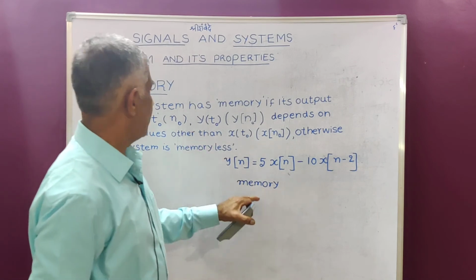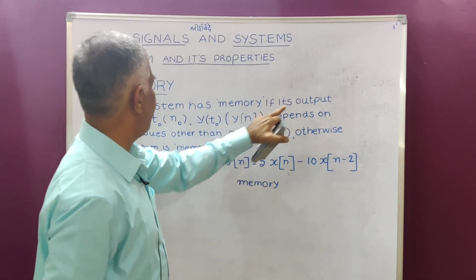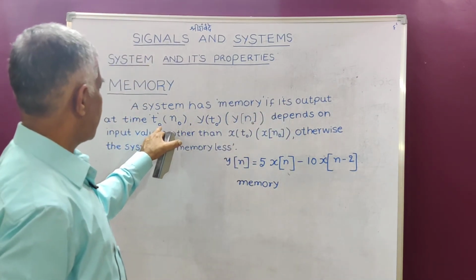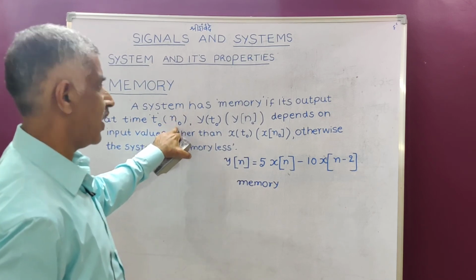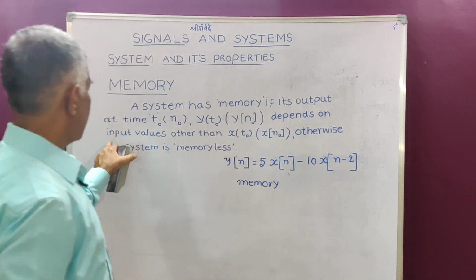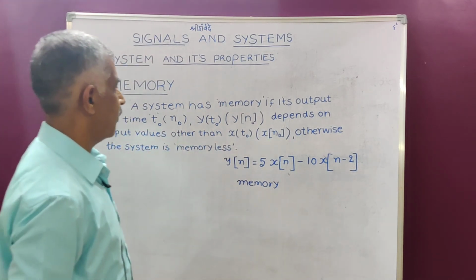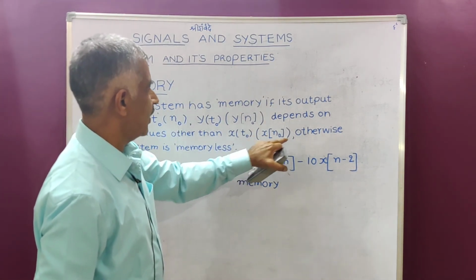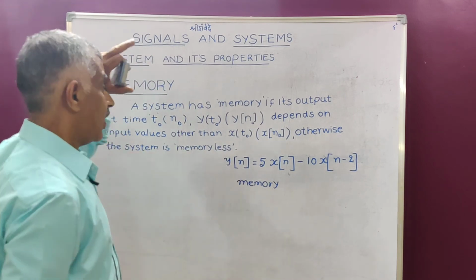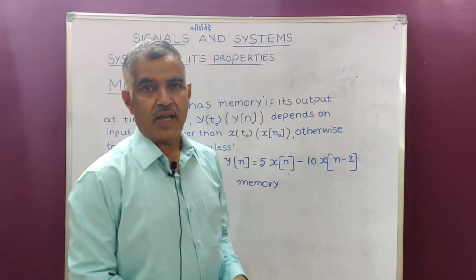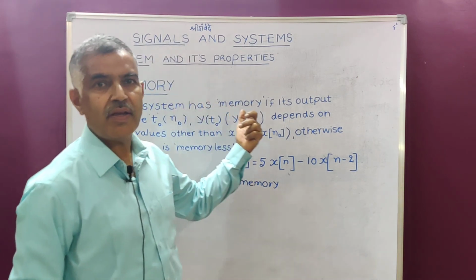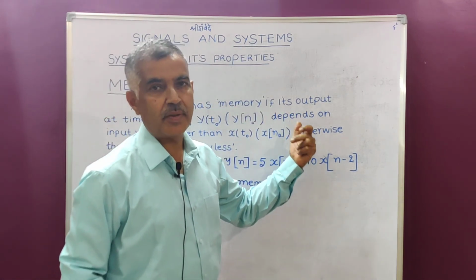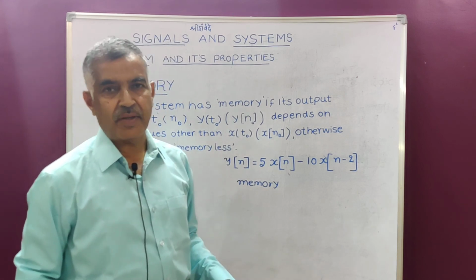A system has memory if its output at time t0 in the case of continuous time systems, or n0 in the case of discrete systems, depends on input values other than x of t0 or x of n0. Otherwise, the system is memoryless. In the next class, I will work out examples on memory. So go through the statement and we shall meet next time. Thank you.